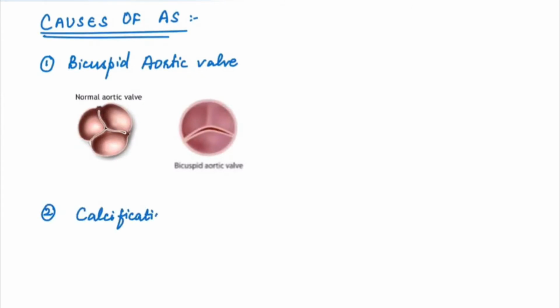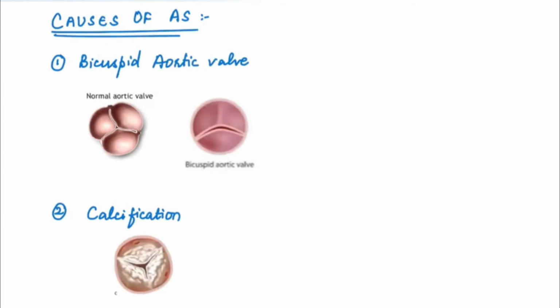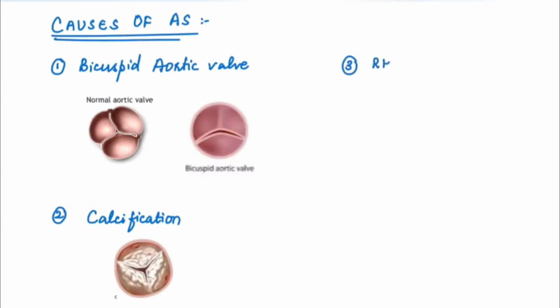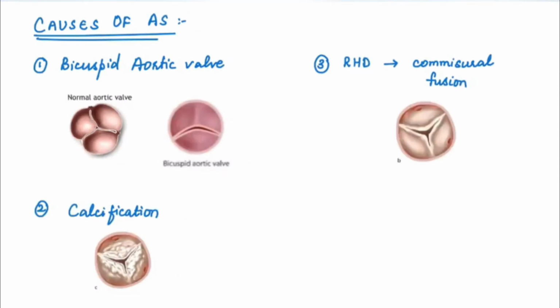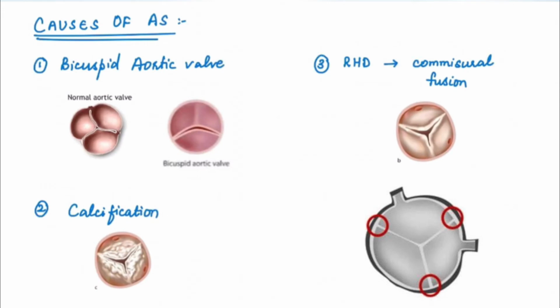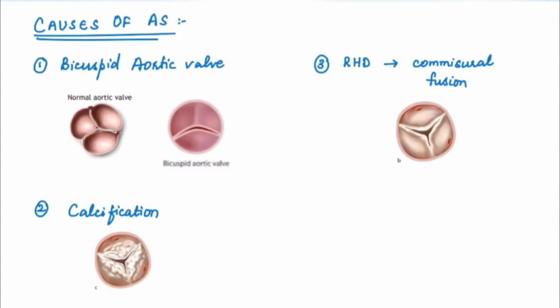In some acquired conditions like calcification of the aortic valve, rheumatic heart disease, which can cause fusion of the commissures of valve leaflets. Now, what does this commissure mean? Commissures are the areas where the leaflets of the valve come together to insert onto the annulus. So, fusion of these valvular commissures occurs in rheumatic heart disease, leading to aortic stenosis.